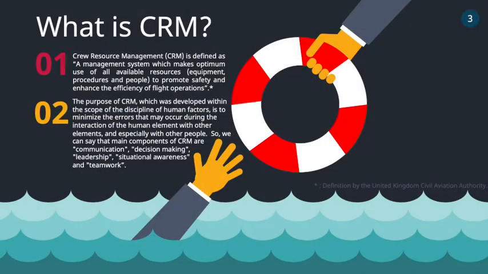So, what is CRM? Crew Resource Management is defined as a management system which makes optimum use of all available resources to promote safety and enhance the efficiency of flight operations by the United Kingdom Civil Aviation Authority. The purpose of CRM, which was developed within the scope of the discipline of human factors, is to minimize the errors that may occur with other elements, and especially with other people. So, we can say that the main components of CRM are communication, decision-making, leadership, situational awareness, and teamwork.